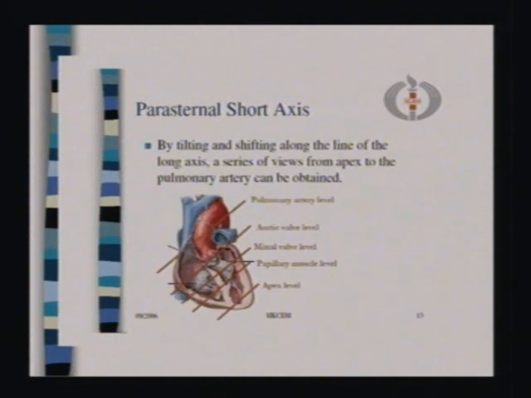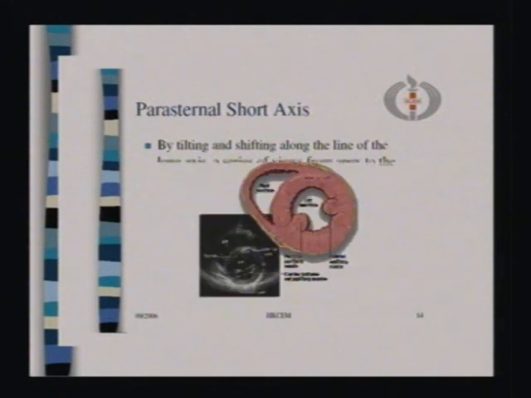Now by tilting and shifting, once you turn it by 90 degrees and you tilt and shift along the line of the long axis, you get a series of planes from apex to pulmonary artery. So when you tilt initially, you will get the pulmonary artery level, then the aortic level, the mitral level, then the papillary muscle level and the apex level, and through these different levels you can evaluate the heart at the different valvular levels, and also see the different wall motion.